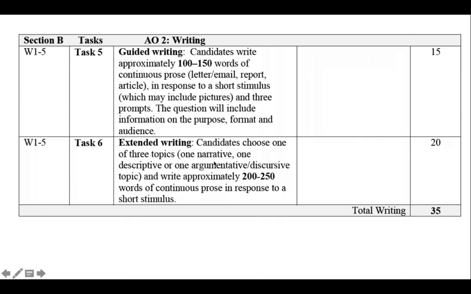But in any case, in narrative, it should be using language register that is for narrative. And if it's descriptive, use language structure that is descriptive. And if it's argumentative, then, do you understand? So they still need to include those features for the different types of writing text, but they have a choice. They choose which one am I going to work on, instead of just everybody writing the same text. And then remember, the guided task is 15 points, and then the extended task is 20 points, which makes up 35 points.